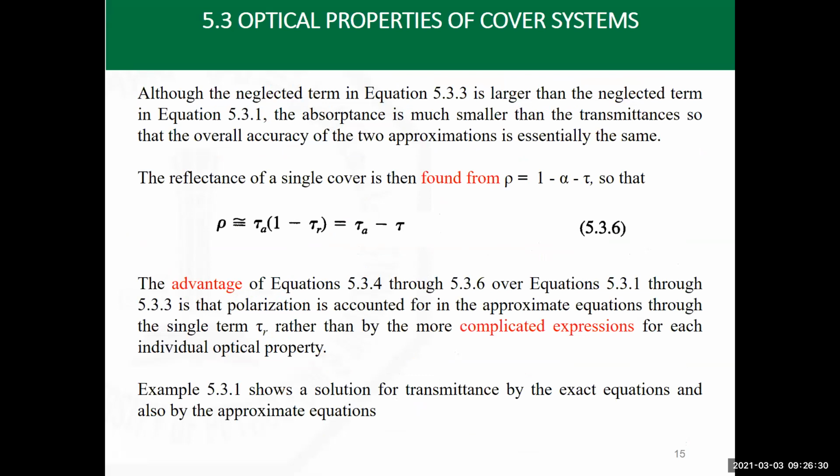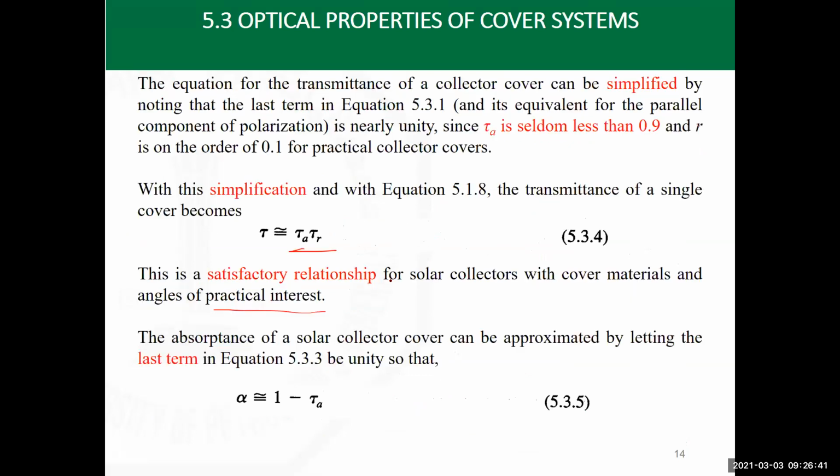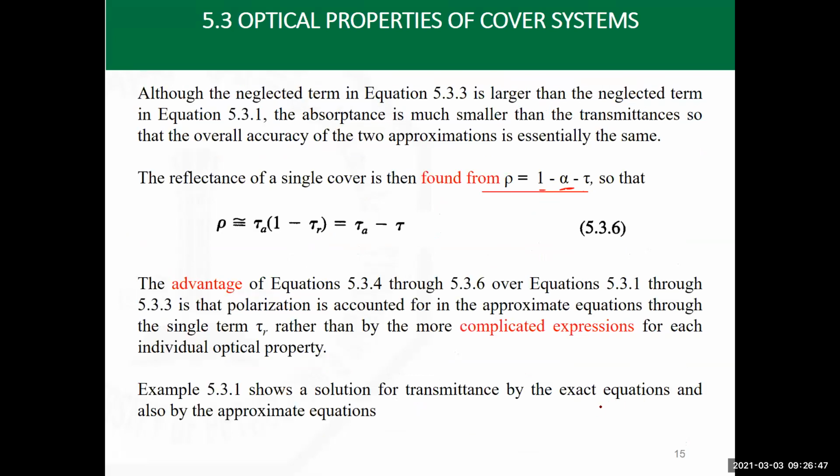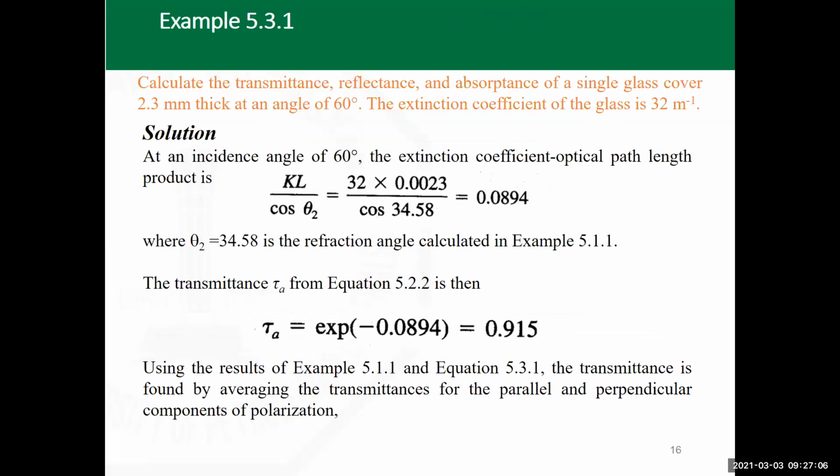The reflectance of a single cover then can be calculated as 1 minus alpha minus tau. The advantages of equations 5.34 to 5.36, which are basically these simplified forms of the equations to calculate tau, alpha, and rho, is that the polarization is accounted for in the approximate equations rather than the complicated expressions that we had earlier. Let's have an example that will show the solution of transmittance by exact equation and by approximate equations as well, which is this example that you can see here.